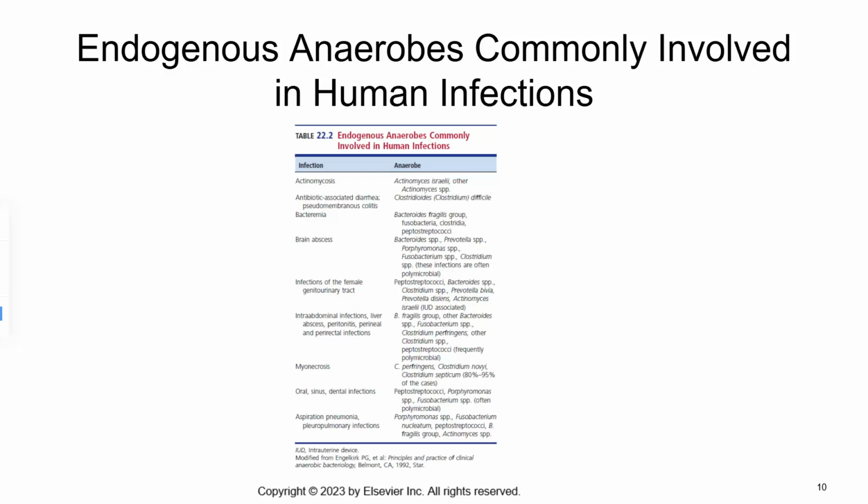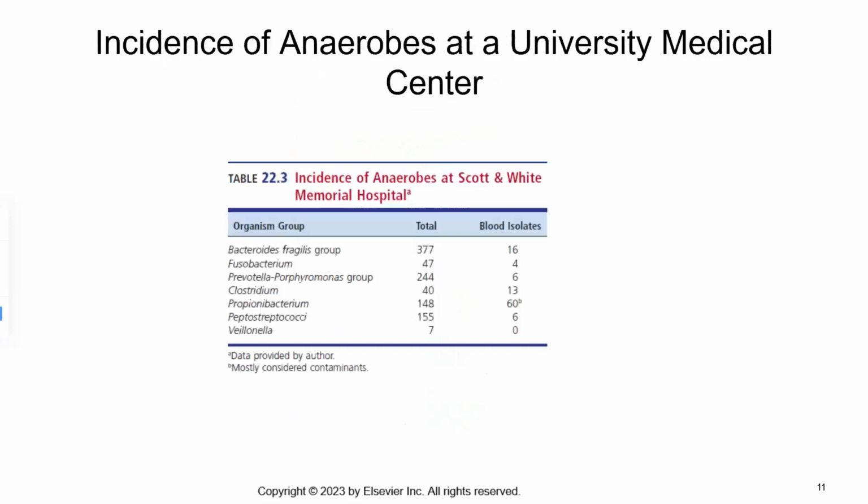So here's a table of endogenous anaerobes commonly involved in human infections. You can pause the video and read through this list. And here's the incidence of anaerobes at a university medical center. So this just shows you the different types of anaerobes and the ones that are most commonly encountered. And you can see Bacteroides fragilis is the highest and most commonly encountered.